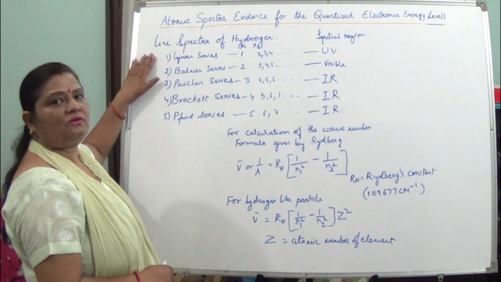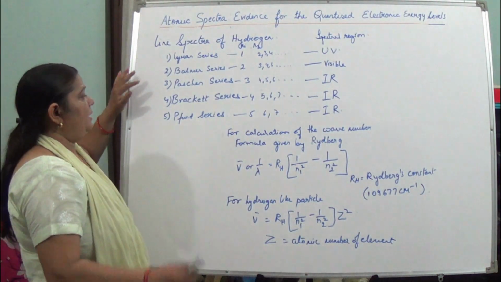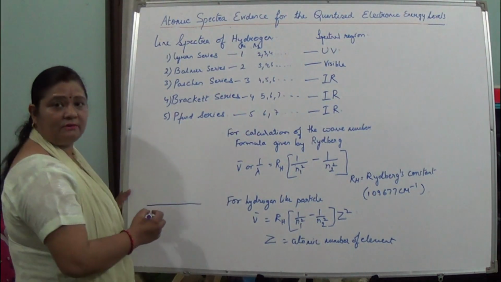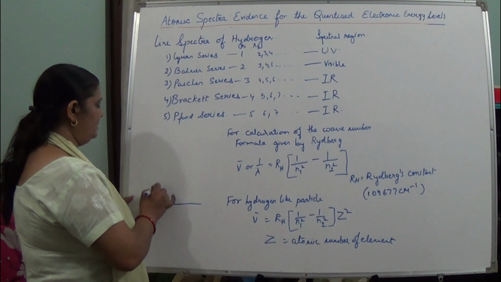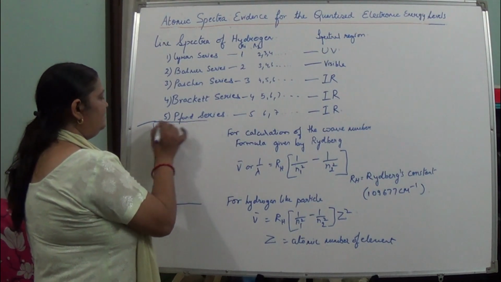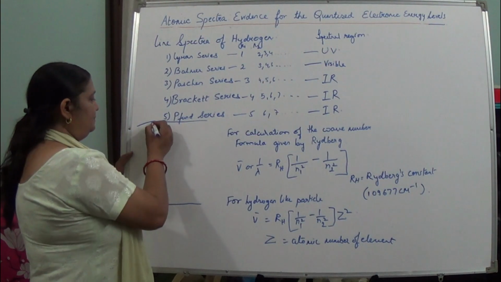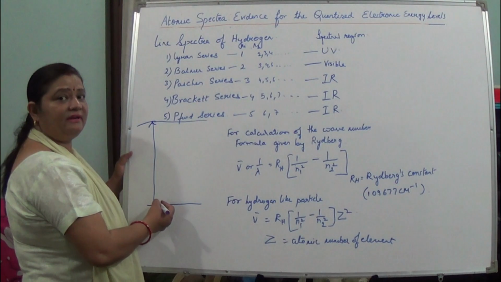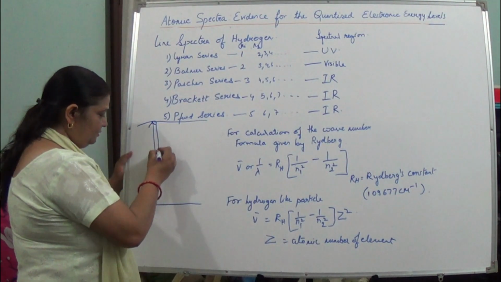So now the line spectra of hydrogen, we are going to study. What happens in the case of hydrogen? Suppose the electron is present in the ground state. When we are providing energy, it moves to a different higher level, isn't it? And now, after that, what happens? It tries to come back to its own position. It will radiate energy.